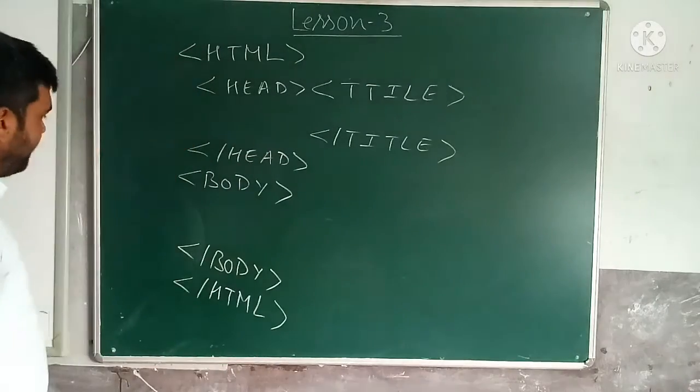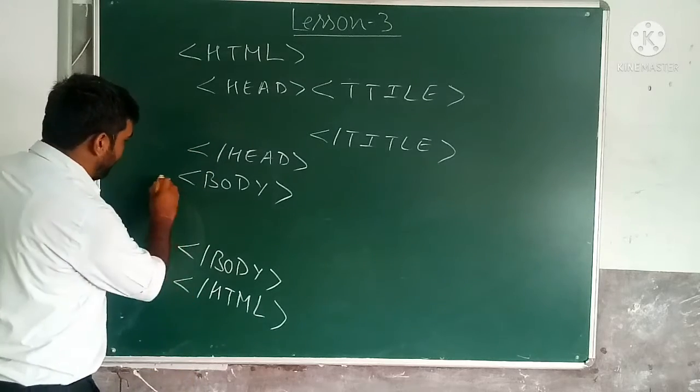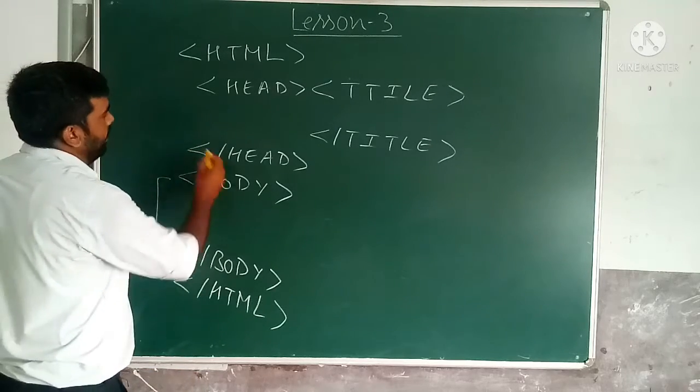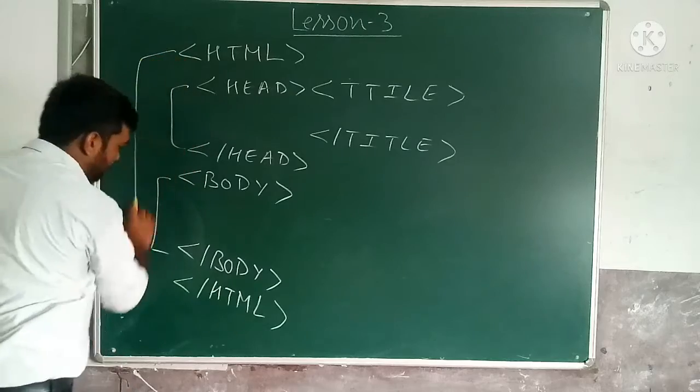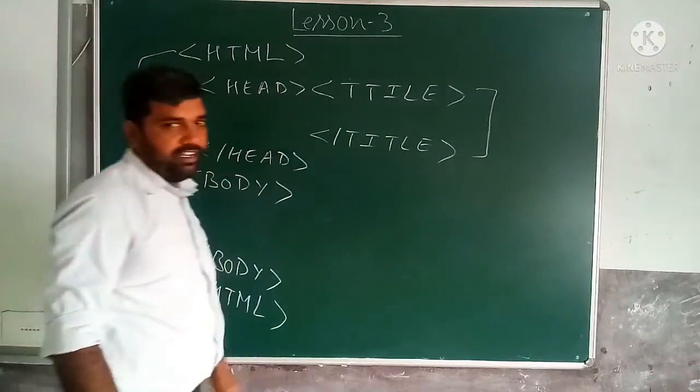Now, the empty elements. All these are the container elements. See, every one has a pair, open and close. Head also has a pair, open and close. HTML also has its open and close, and title also has its open and close. This is a pair tag, a container tag.